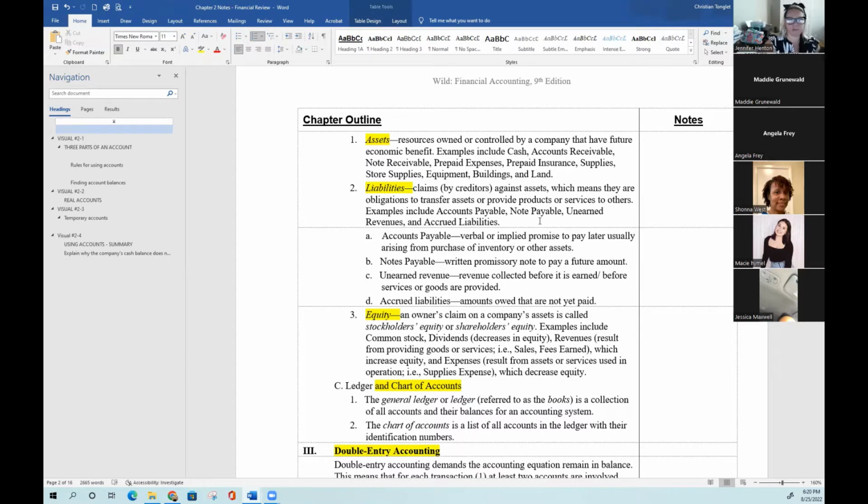So unearned revenue is a little tricky. A lot of people get confused with that. It's something that I owe, but not in money. I'm not going to be paying out something, because somebody has paid me to do something. So I have money that I've collected, but I haven't provided that service yet.